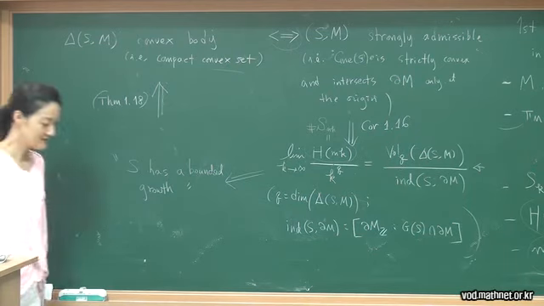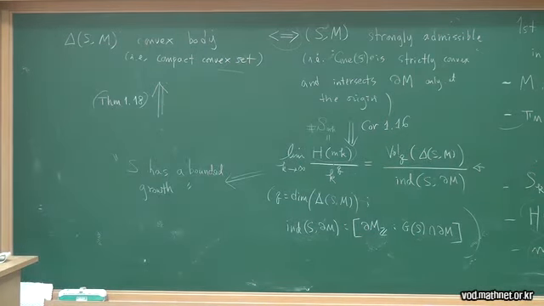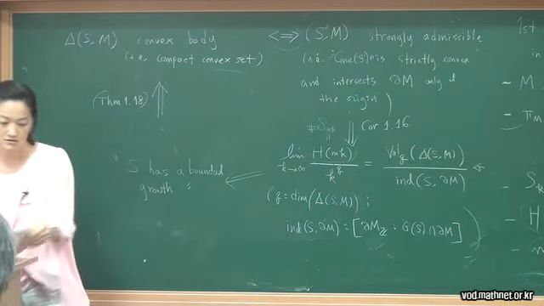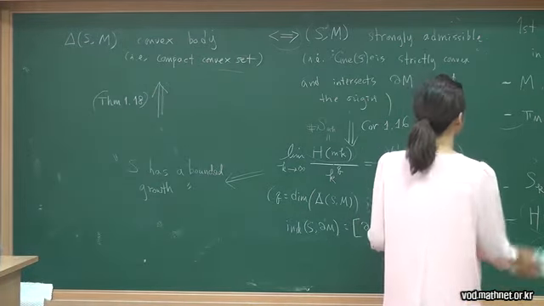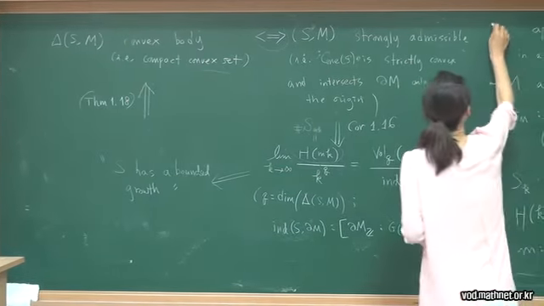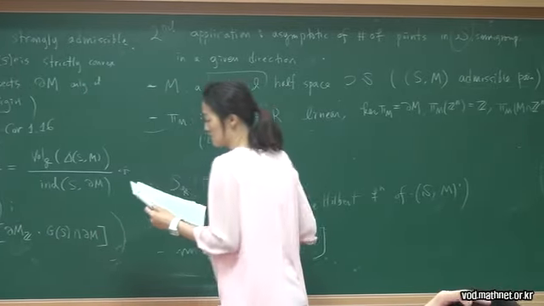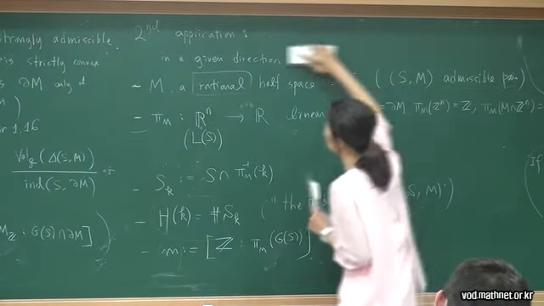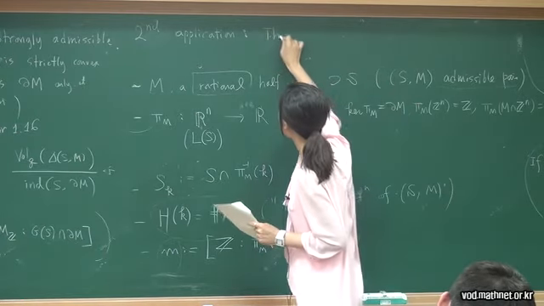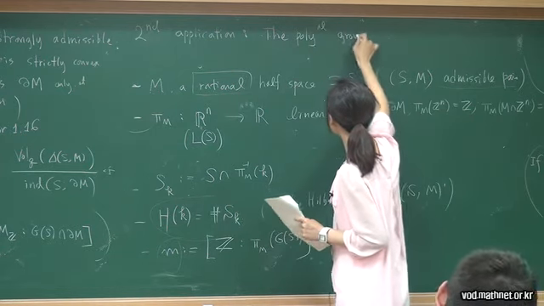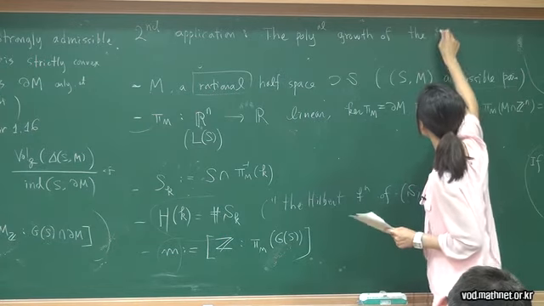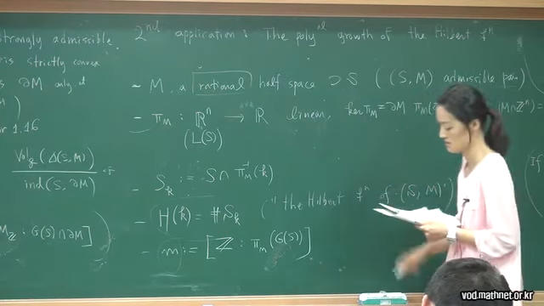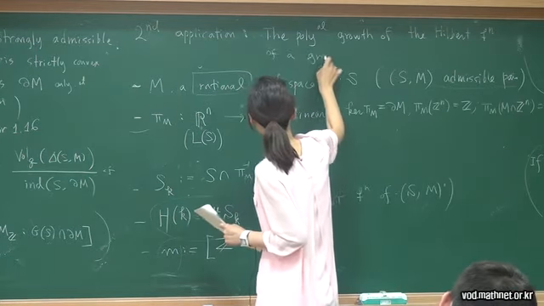Okay. So now, finally, we want to talk about something in algebraic geometry. Before that, the second application is about asymptotics for algebras. Asymptotics of the number of points is really about the Hilbert function: polynomial growth of the Hilbert function of a graded algebra.